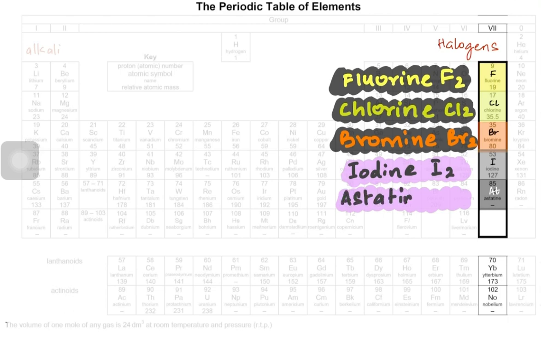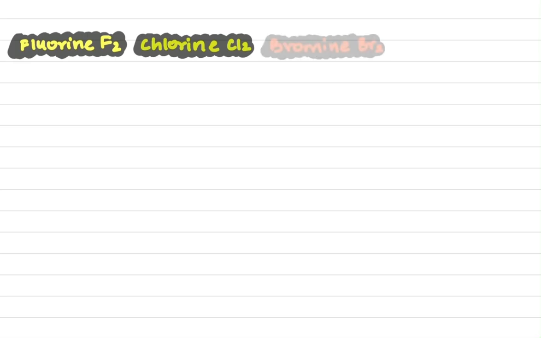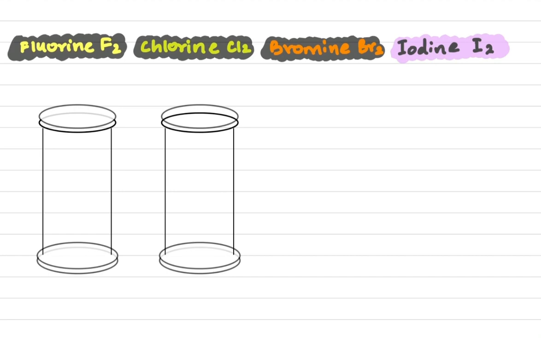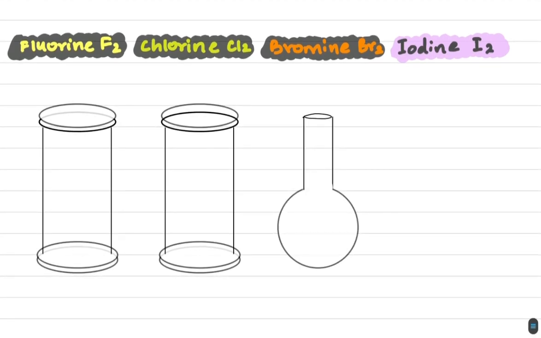It's a black solid. Let's recall the halogens: fluorine, chlorine, bromine, and then iodine. We know that each one of these has 7 electrons in the last shell, so they make diatomic molecules. We can see a few apparatus here on the screen. On the left you can see 2 gas jars. On the right you can see a round bottom flask, and then you can see a china dish.